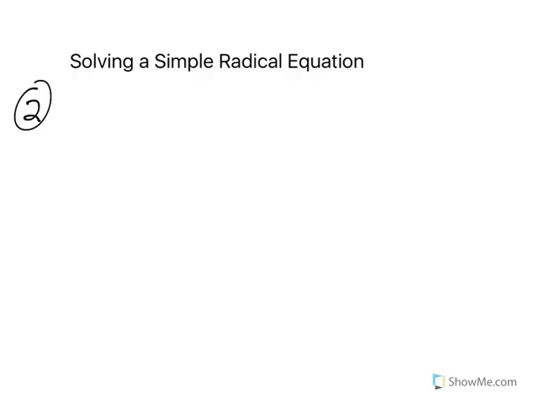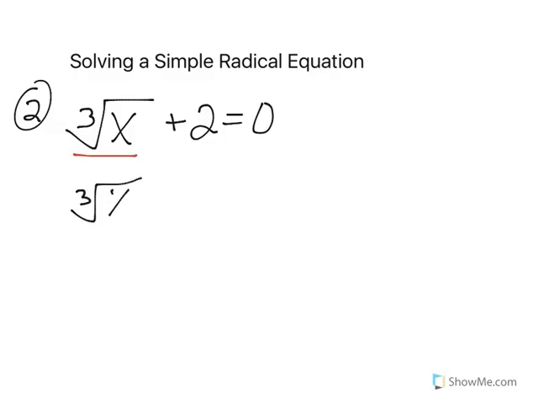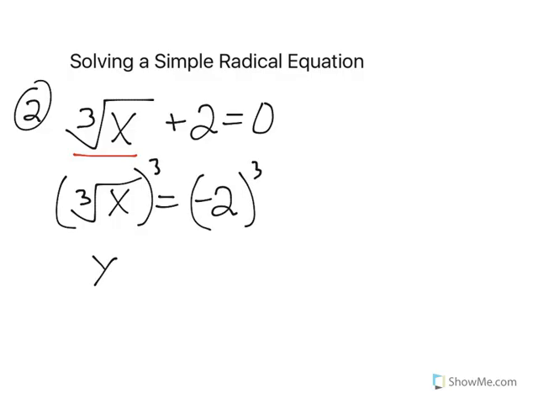Example 2. The cubed root of x plus 2 equals 0. Once again, we need to isolate the cubed root. So we subtract 2 from both sides, and we get the cubed root of x equals negative 2. Now, in order to get rid of the cubed root of x, our next step is to cube both sides. And we get x equals negative 8.